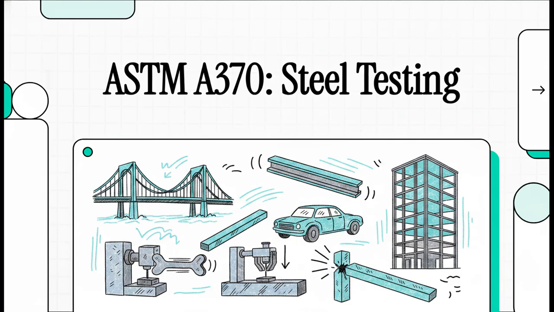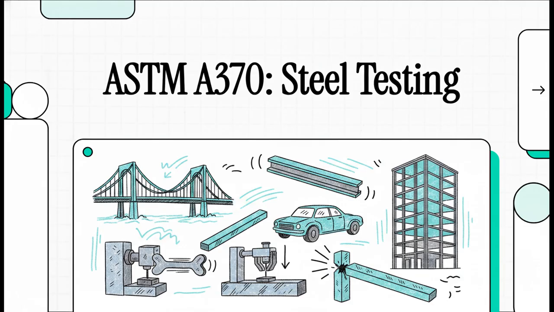Think about your drive to work today, or maybe the building you're sitting in right now. Whether you're designing a towering multi-story high-rise, an automotive chassis, or a massive suspension bridge, you are fundamentally trusting human lives to steel. But how do we actually quantify that trust? How do we know for absolutely sure that the steel holding our modern world together won't just buckle, snap, or shatter under immense pressure? Well, we rely on a highly rigorous physical exam for steel.